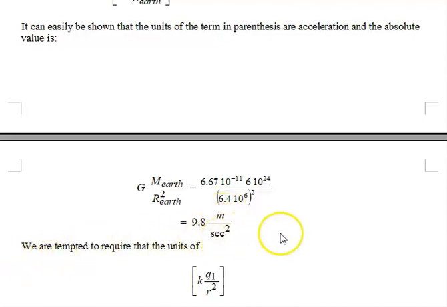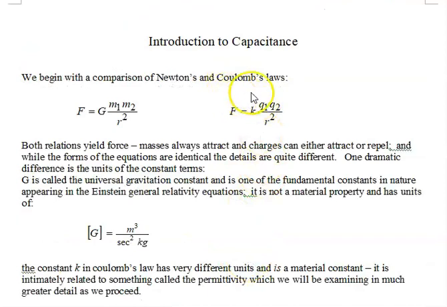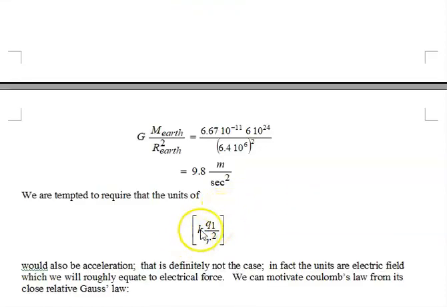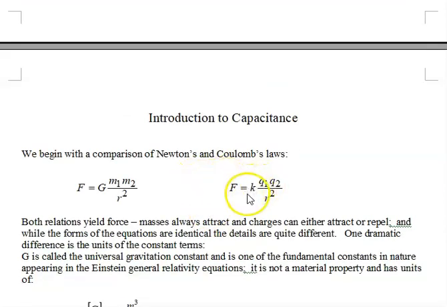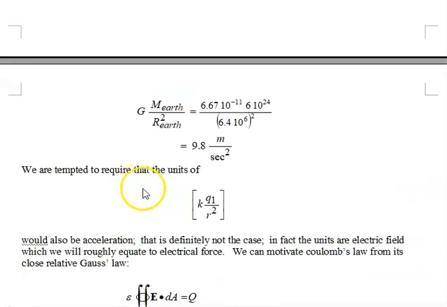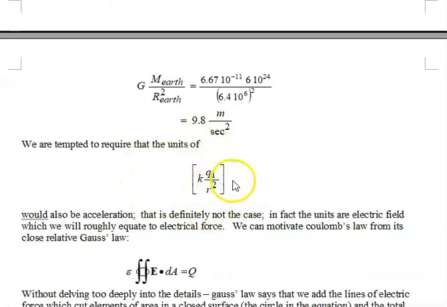And that is, in fact, what we were using in session 2. In fact, we could have done this in session 2. So we're tempted to say that the units of all of this stuff here, without the Q2, pulling the Q2 out, would be units of acceleration, simply by making an analogy between the force between two charges and the force between two masses. That is not correct. In fact, this thing here is units of electric field. This is units of force.